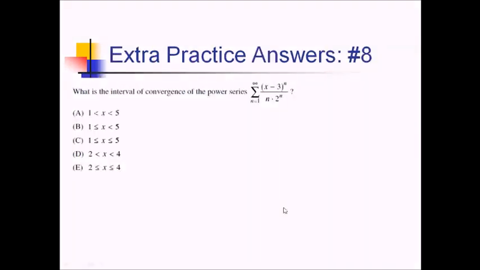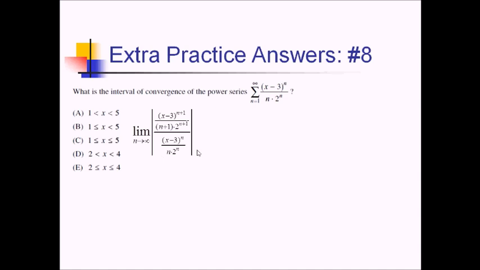On this problem, we want the interval of convergence for this power series. Since this is not quite geometric, we're going to have to use the ratio test. So I have the limit as n approaches infinity of the absolute value of, and now we have the n plus 1th term, x minus 3 to the n plus 1 over n plus 1 times 2 to the n plus 1, whole lot of n plus 1s, all of that over the nth term, which is basically what you see here in the sigma.